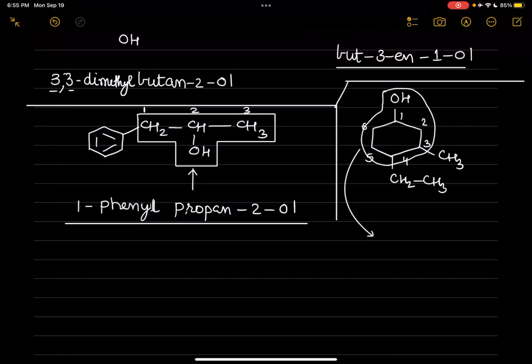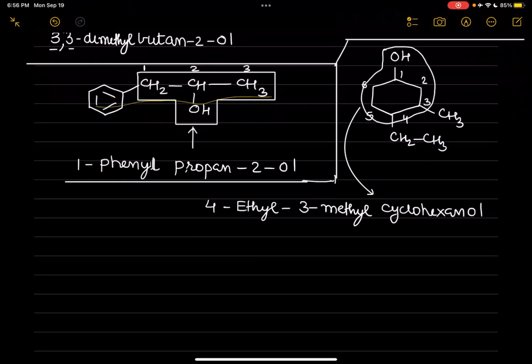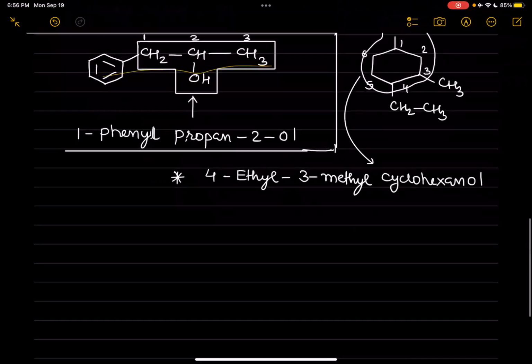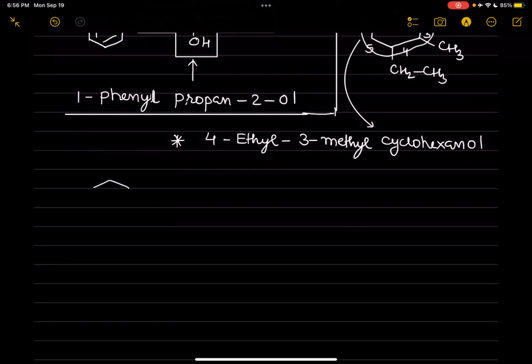It has 6 carbon atoms and the OH, but it is cyclic, so cyclohexanol. And what about this? On 4 you have ethyl. On 3 you have methyl. Cyclohexanol. Right? Clear to everyone? Yes, sir. Okay. And what's the name for this?